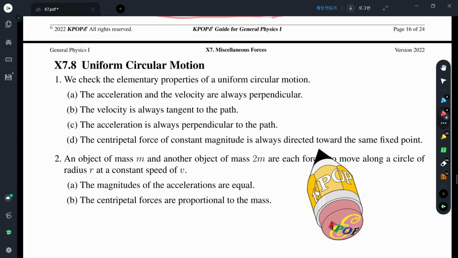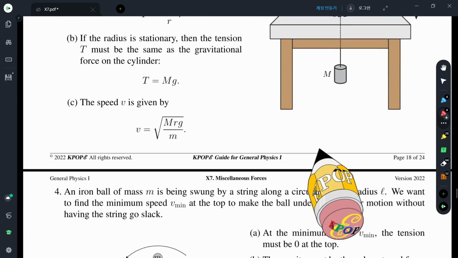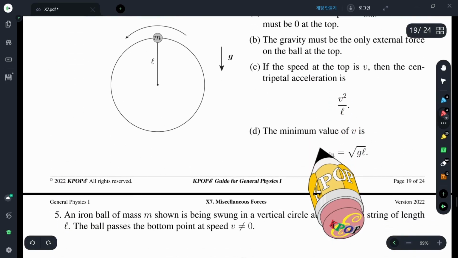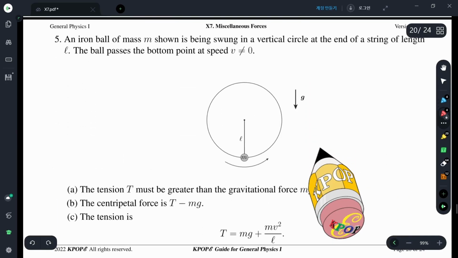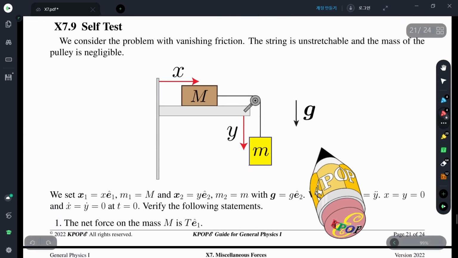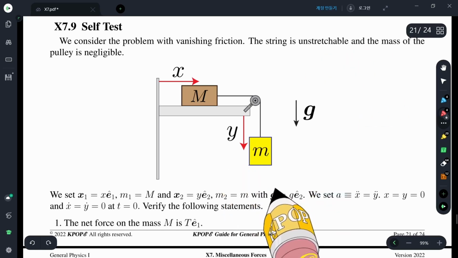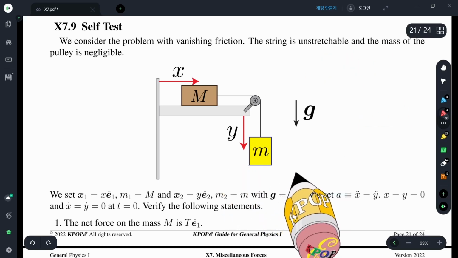Uniform circular motion. We have done a lot of work on the uniform circular motion. So let me pass. In the self-test, we return to the same problem.